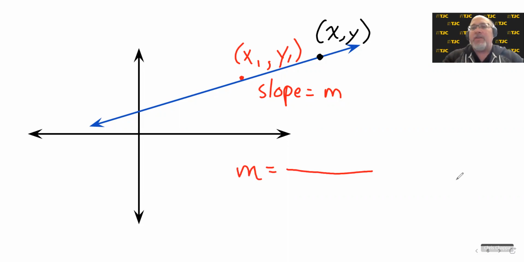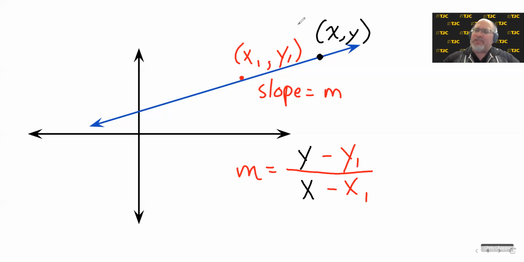Now, notice the generic point is not labeled with x2 and y2 with a subscript of 2. When you put a subscript on a variable, you're often saying this is a specific value that we don't know. And I don't want to do that here because I want that x y to be a floating point, if you will. But think of it as the second point. So what's the formula for slope? Well, in the numerator, we do the second y minus the first y. And in the denominator, we do the second x minus the first x.